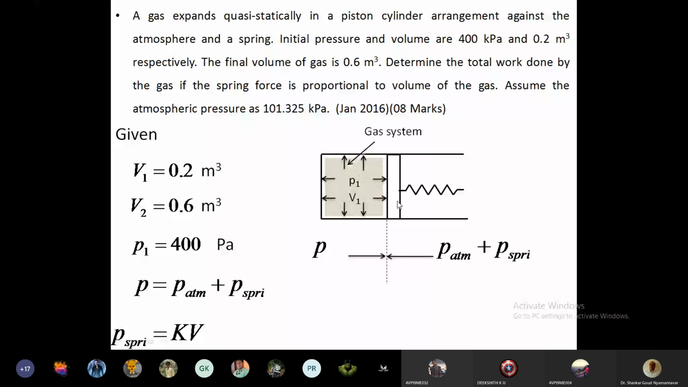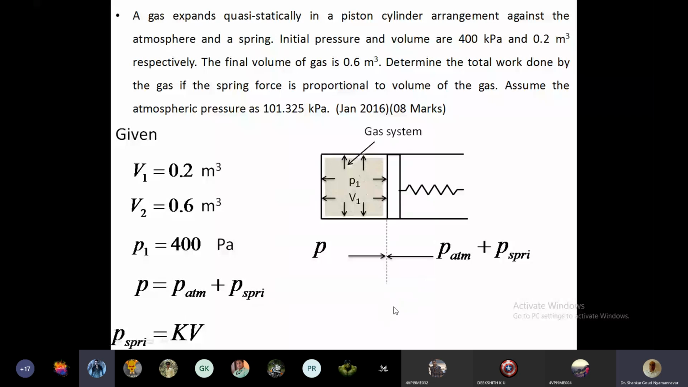Are you following me? Here, area is constant, so this pressure is equal to the displacement of the piston times the spring constant. I call the constant K. So it is basically X, the displacement of the piston, which is proportional to volume. So you can write spring force is proportional to volume, in terms of volume. All other values are constant; the only variable is X. Volume is directly proportional to X, and pressure is also directly proportional to X. Therefore, I can write spring pressure is equal to some constant K times volume.